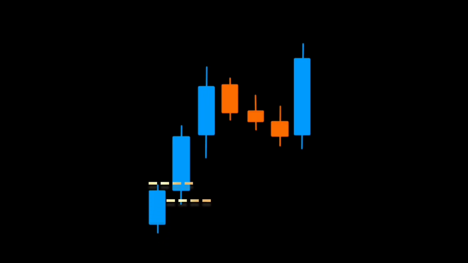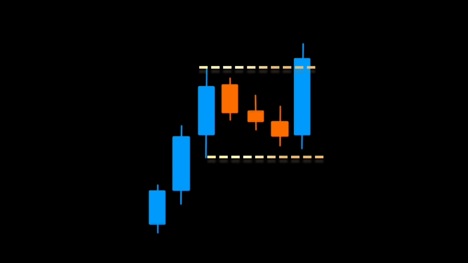Every candle makes a higher high than its previous high. Look at the high and the low of the top candle. No candle sweeps or closes below the low. So it is not a valid order block.